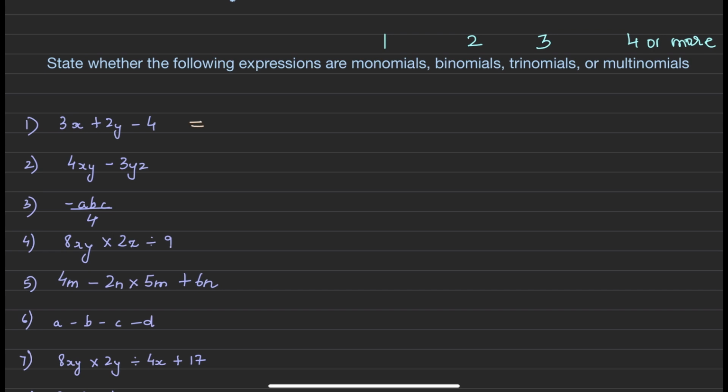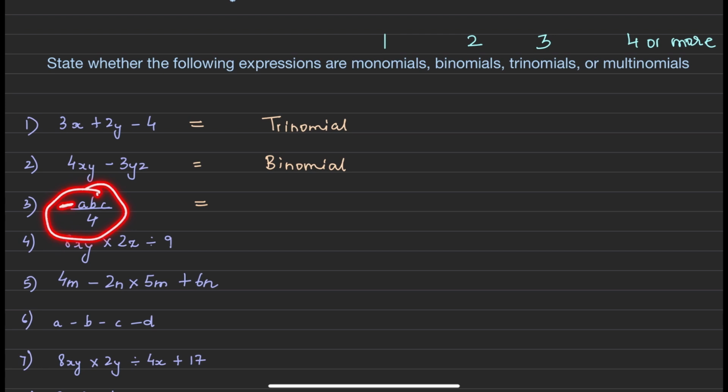Okay, how many terms are there in this one? Look at pluses and minus signs. So here 1, 2, 3, 3 terms. 3 terms, so it is trinomial. Next one has 2 terms, so it is called a binomial. This is asked for 4 to 5 marks sometimes in the paper. So now when I say plus and minus sign, be careful over here.